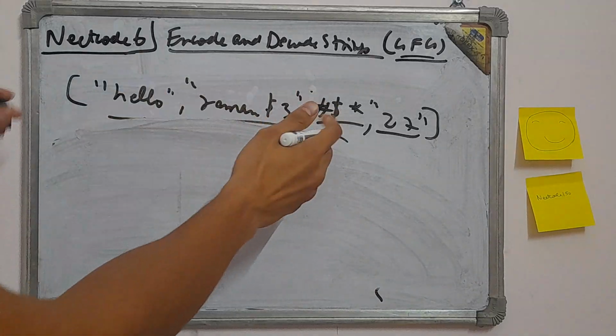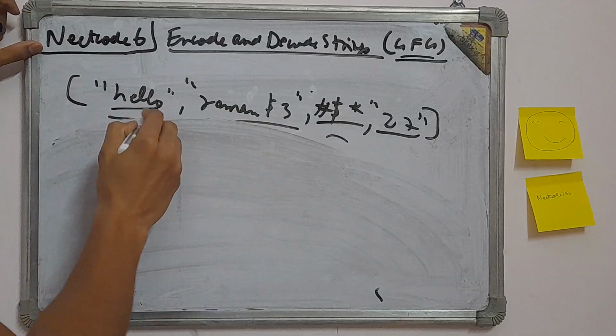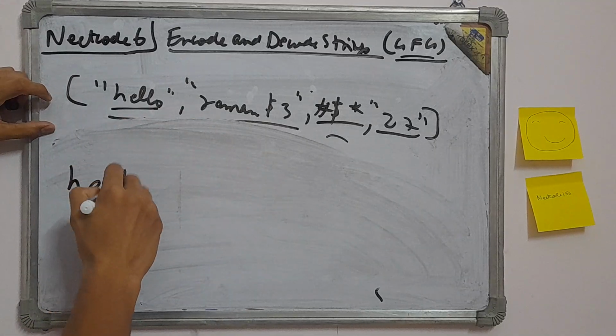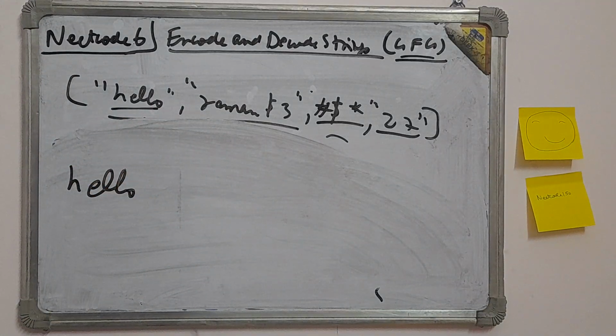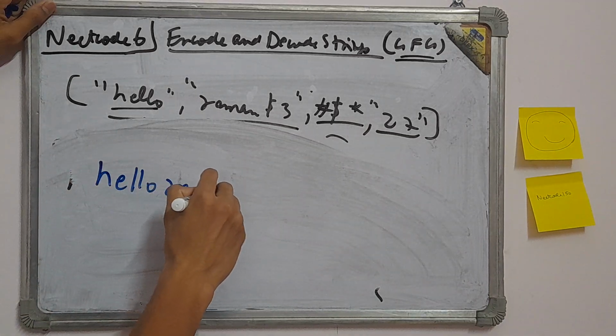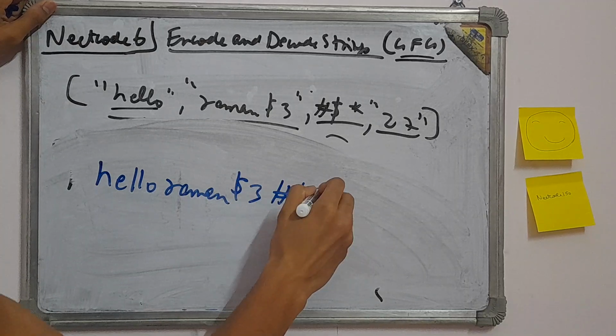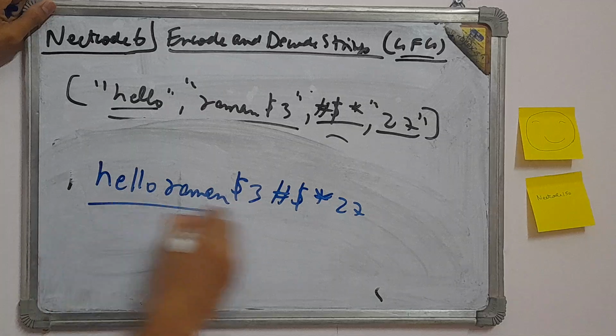We have to convert an array of strings into a string such that the string can be converted back. So let's just first take the normal approach. We will just add all the strings. Okay, let me do this with the blue marker. So we added all strings. We got hello, Raman, $3, hash, dollar, star, 27. So this is a string.